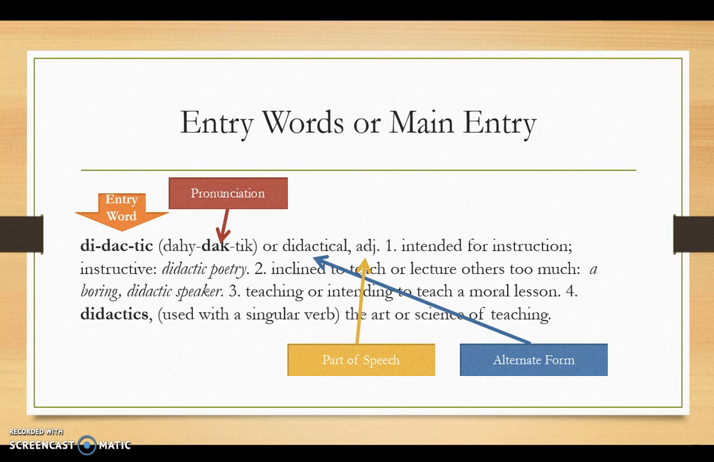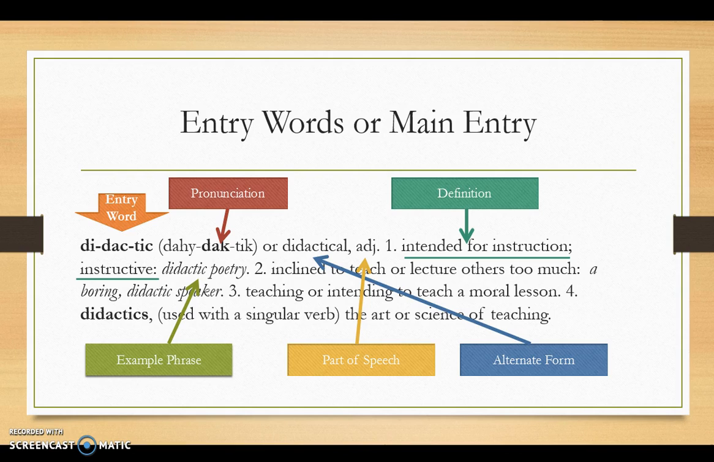The next piece of the entry is the definition, which will usually follow the part of speech. A word will oftentimes have more than one definition. When looking up a word, you want to read all the definitions to make sure that you find the one that will make sense in the context the word appears in the text. In our example, the first definition for didactic is intended for instruction, or instructive. Good dictionaries will also provide you with an example phrase or sentence for how the word is used. This is what a typical dictionary entry would be in a traditional dictionary.